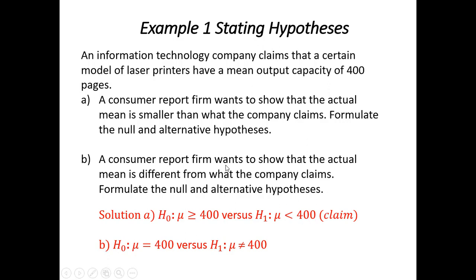In part B, suppose the firm simply wants to show that the mean is different. Okay? So now the claim here is still the alternative, but we simply write this as mu is not equal to 400. And the null hypothesis is that the mean is equal to 400. And as usual, the null hypothesis really is a statement that there is no change.